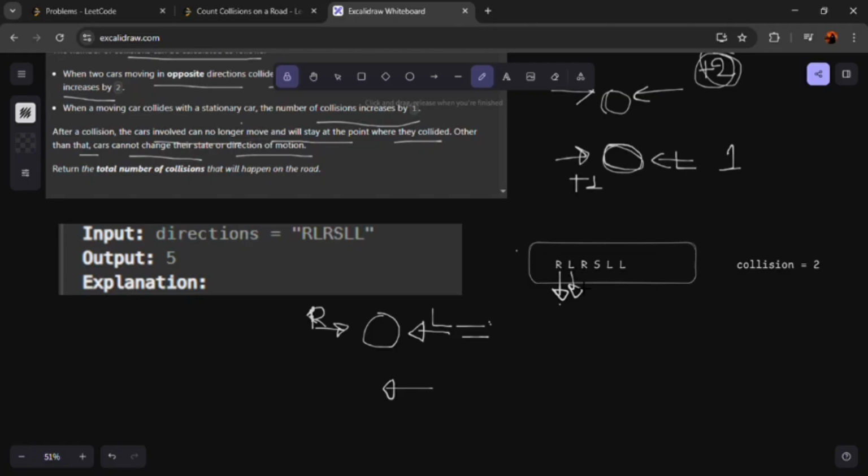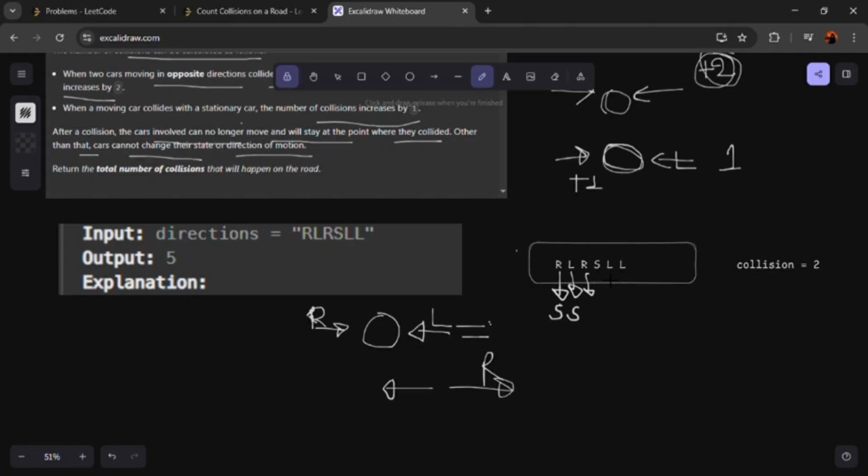So when the right and left car collide, the cars must be stationary. So now these two cars stay here. Okay, now move further to this position. Now we are at the right car, the car which moves to the right.